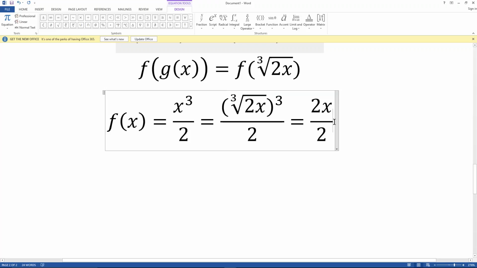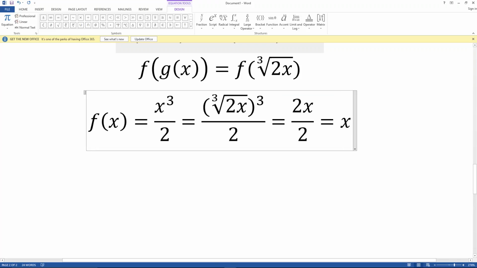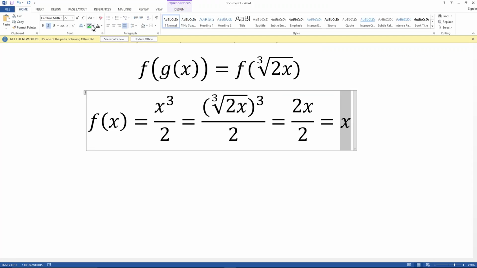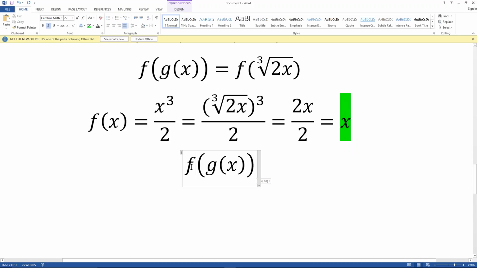Now what happens with the 2's? Cancel out. Leaving you just with what? X. Right. So far, it's good. Now we have to do it the other way around. Now we have to do g of f of x.